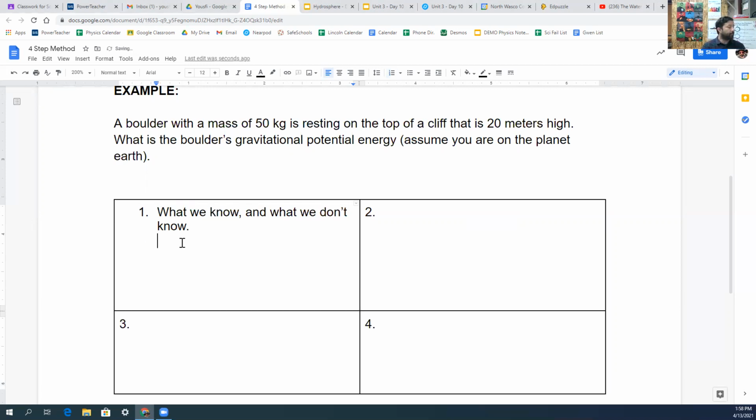And so the first thing that we do, so we'll check our word problem. Here's something that we know. We know that the mass of the boulder is 50 kilograms. So I'm going to write my mass is equal to 50 kilograms. And you can make that lowercase if you want to. There we go.